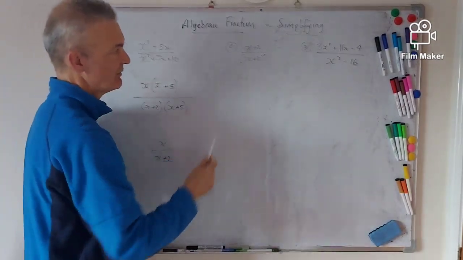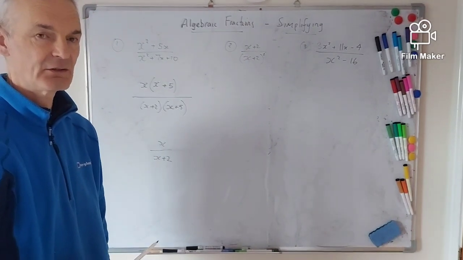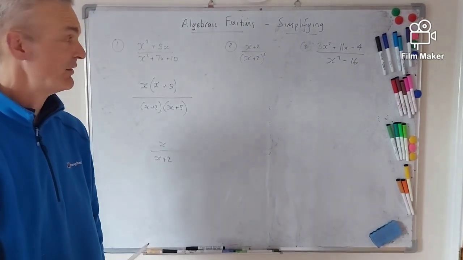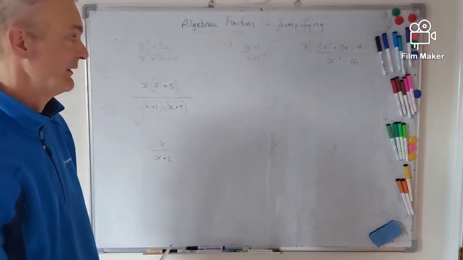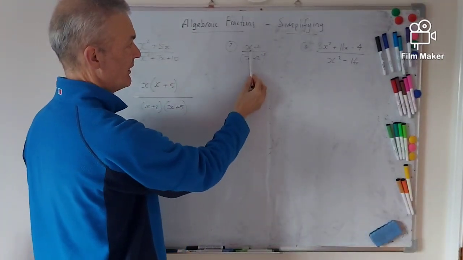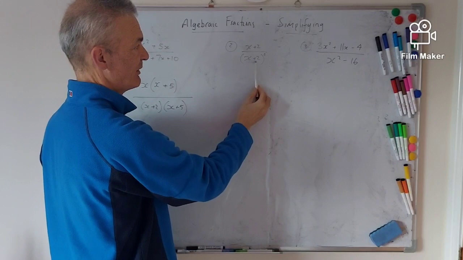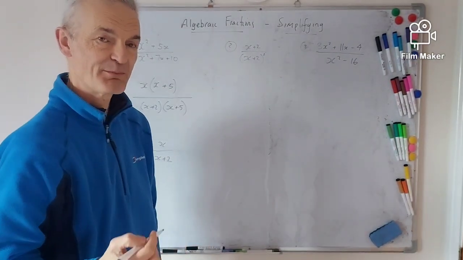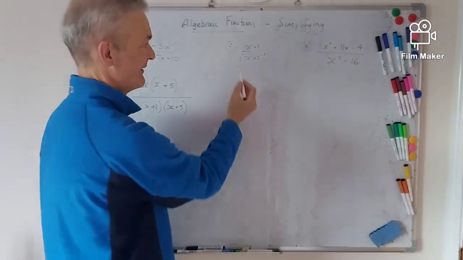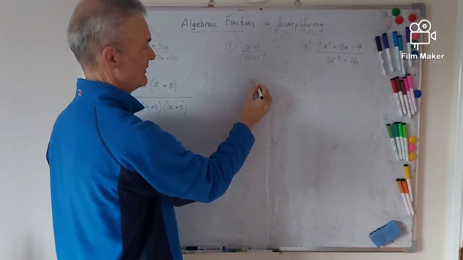So look at the next one. The next one's not a particularly difficult one, but it does raise a little issue here, which sometimes people get a little bit confused with. Okay, so x plus 2 over x plus 2 squared. Now, what I'm going to do is write this out fully for you.